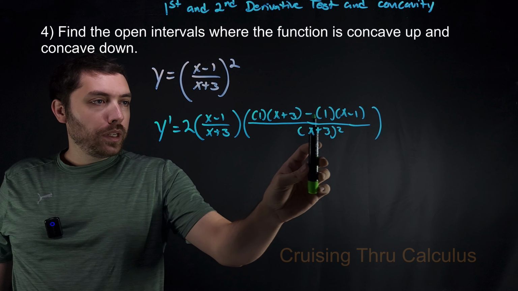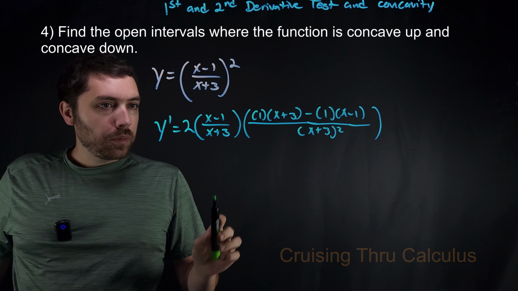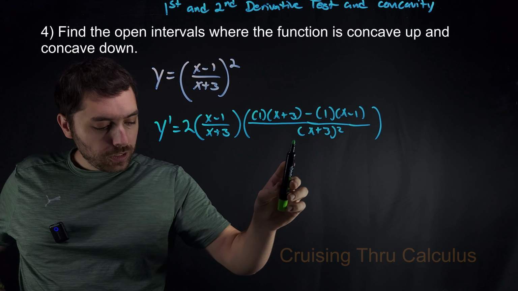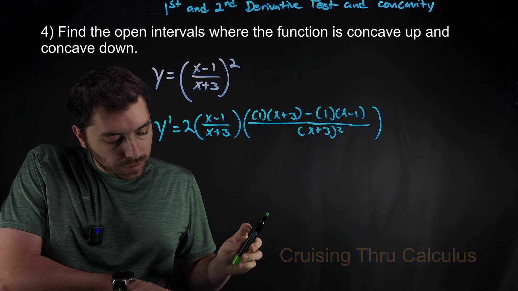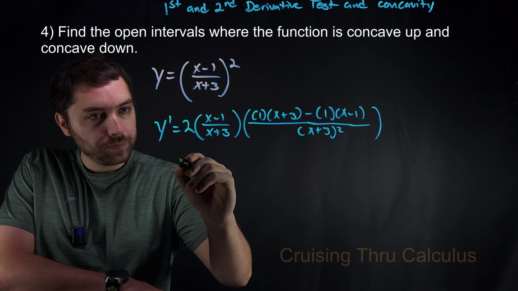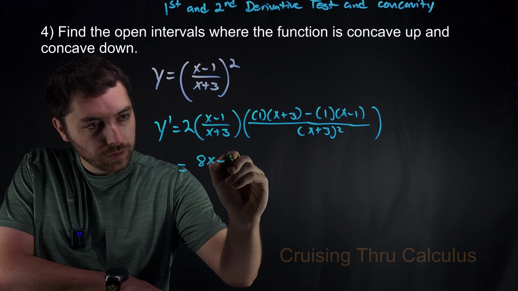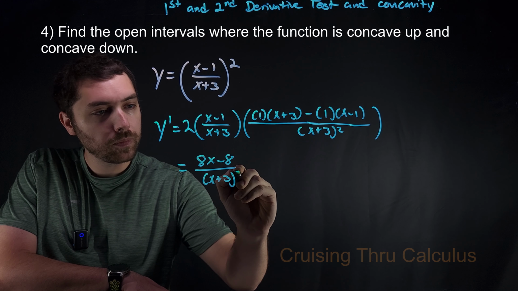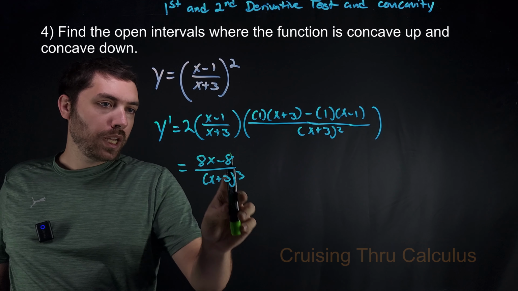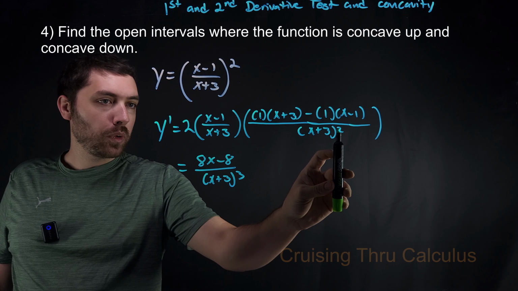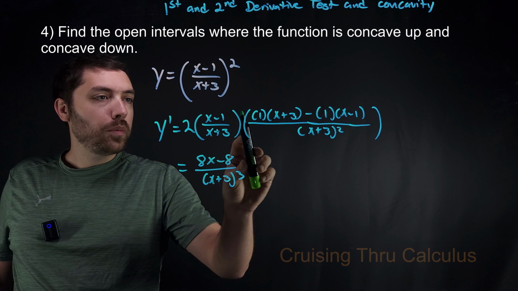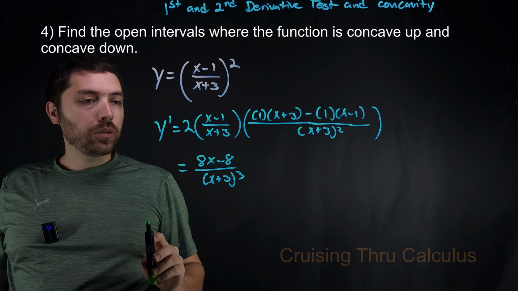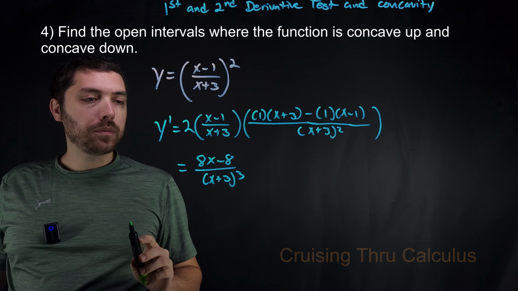Now, because we got 1 and 1 here, and these were relatively simple functions that we were finding the derivative of, this actually cleans up pretty nicely here. In fact, what we get is 8x minus 8 over x plus 3 cubed. So the x plus 3 cubed came from the x plus 3 times the x plus 3 squared, and then all I did was distribute everything up here and combine like terms, and I got 8x minus 8 here.